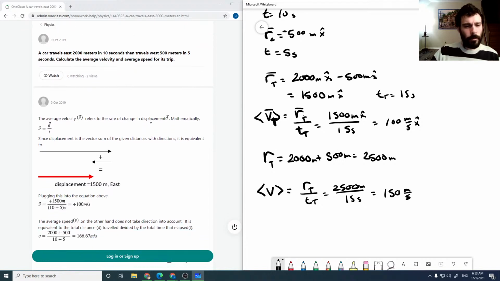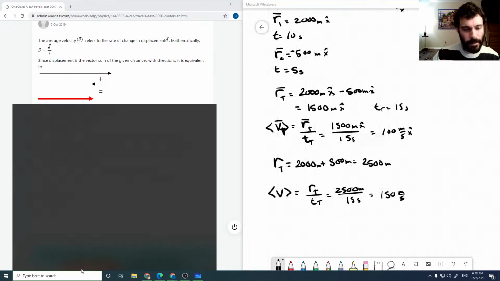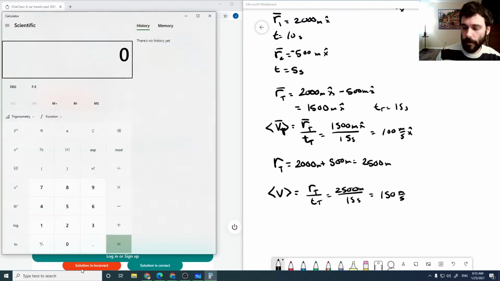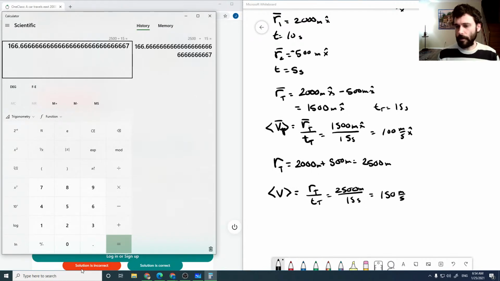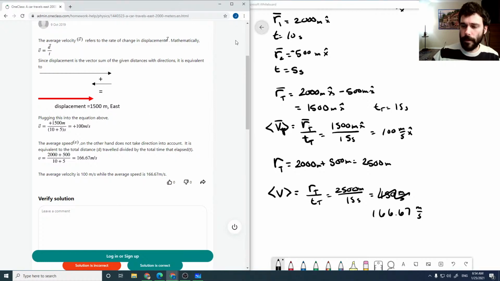Checking through the solution here. 2,500 over 15, is that? Oh, maybe it's not 150. Maybe I punched that in funny, because that actually does not make any sense. Yeah, sorry, so that should be 166.67. I must have made a small mistake there. So that looks good.